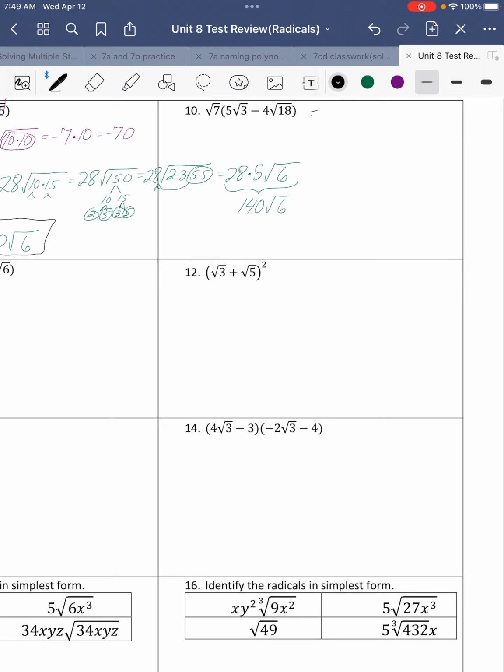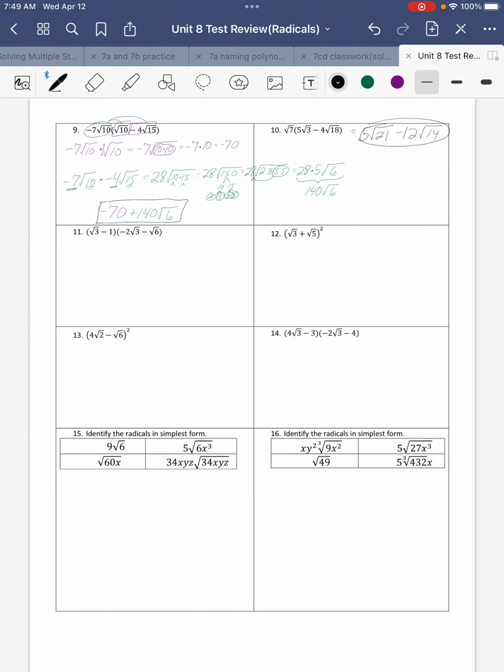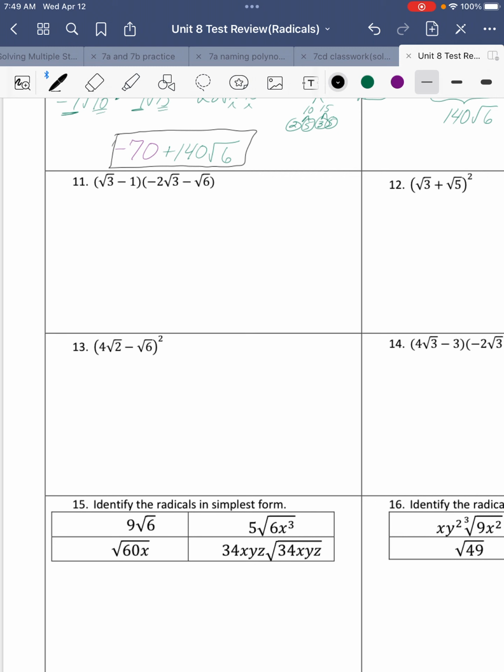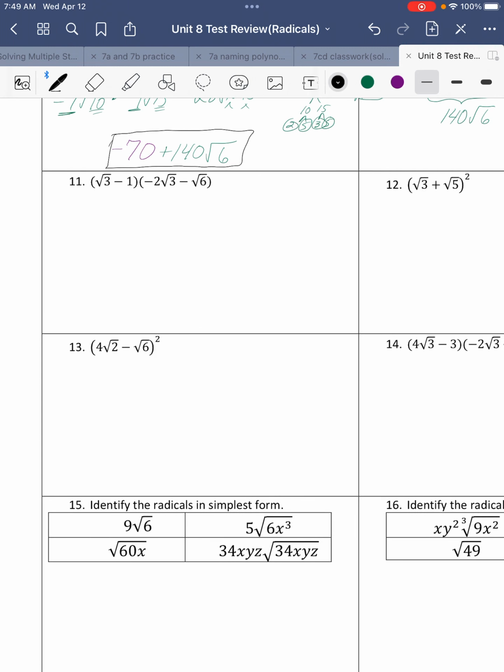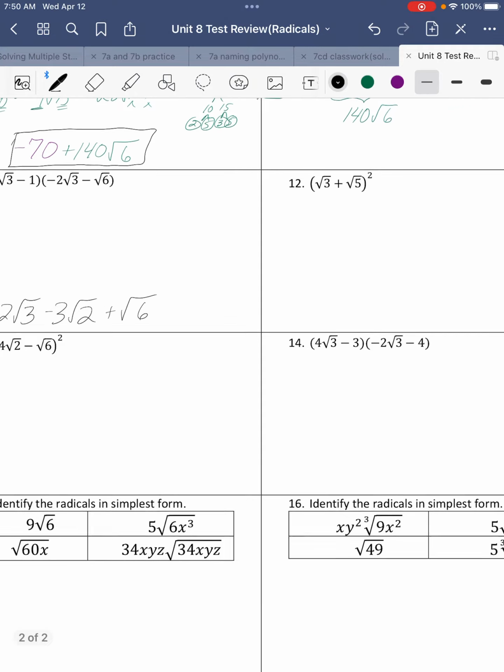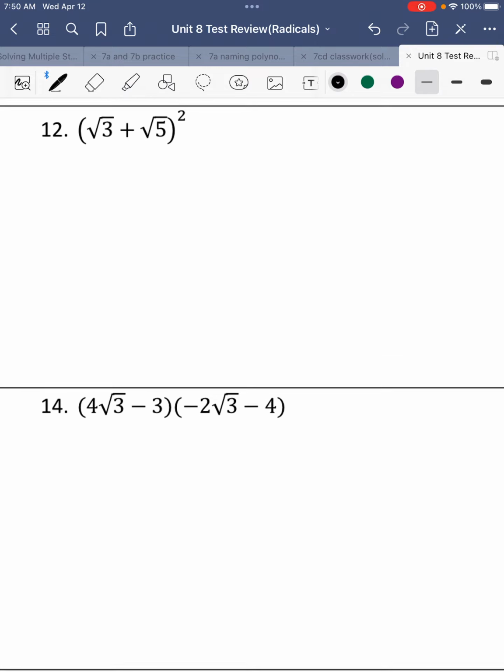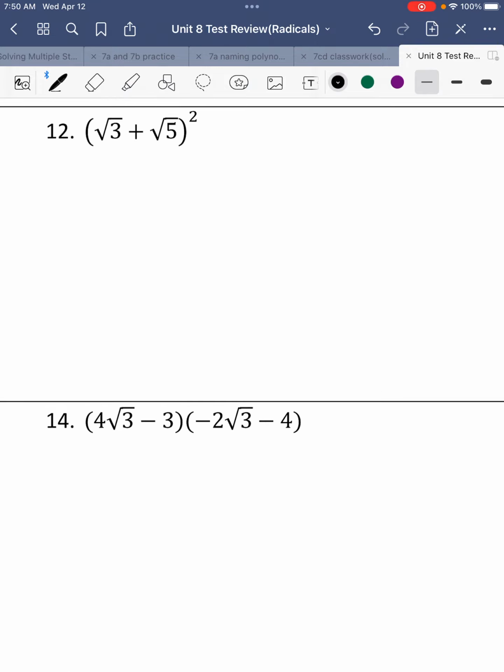So that is our final answer. All right, number 10, the answer there on number 10 is 5 square root of 21 minus 12 square root of 14. Number 11, answer is negative 6 plus 2 square root of 3 minus 3 square root of 2 plus the square root of 6. And number 12, I'm going to work out with you.